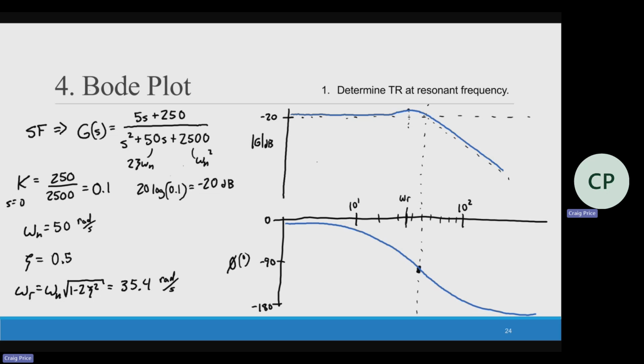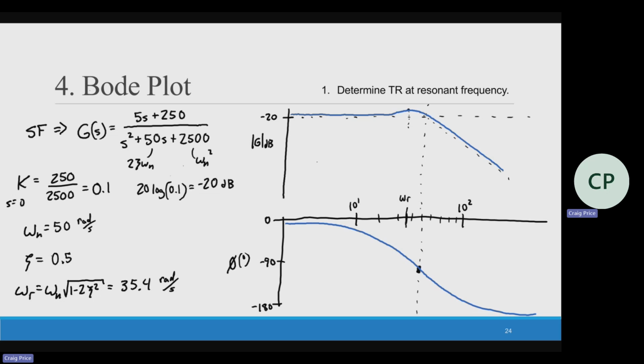Here is when I take that standard form. Well, the first thing we can find is natural frequency. Now, some of you are like, what do I do with that 5s on top? Well, for our purposes, we're just going to forget about the 5s on top.